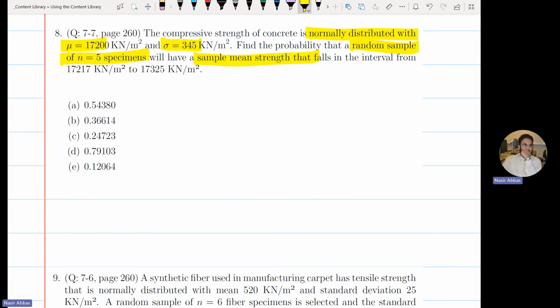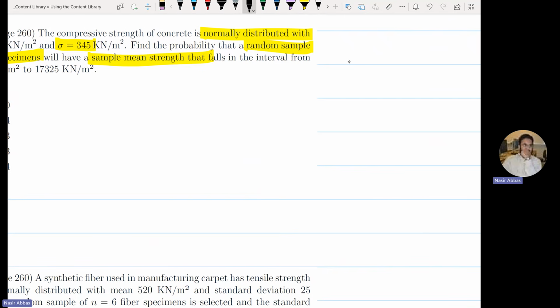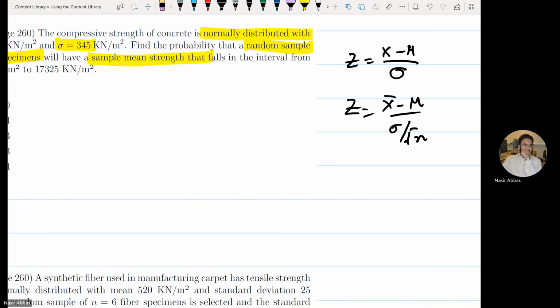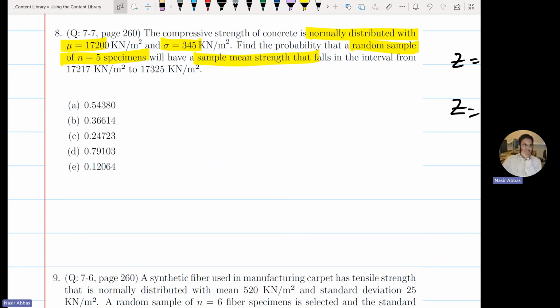If the question is about single value, you solve it from chapter 4 using this formula from the normal distribution. If the question is about sample mean, which is from chapter 7, you will solve it using this formula. Okay, so this question is about sample mean. Clearly, the question tells you that the sample size is 5, n is 5, mu is 17200, sigma is 345, and what are you asked to find?